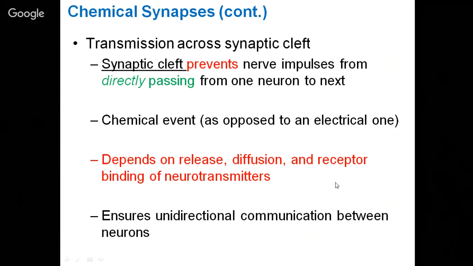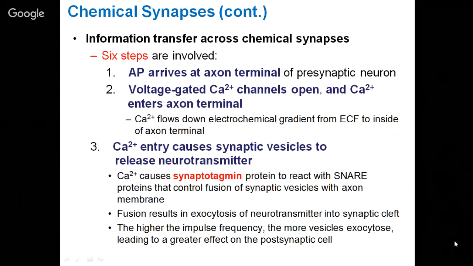This is actually a unidirectional communication. There's no reverse happening, nothing from the postsynaptic membrane stimulates the presynaptic. It's always unidirectional. So the chemical transmission across the synaptic cleft happens in several steps, and we'll go over them one by one. It involves 6 steps.